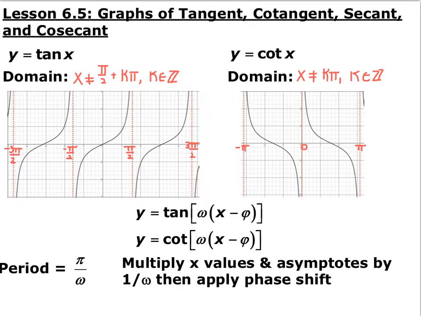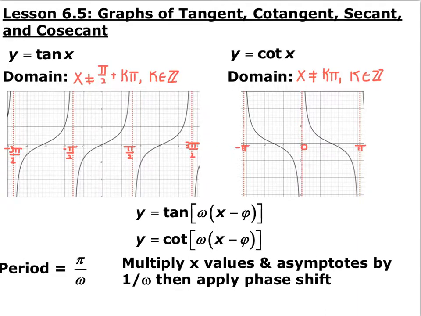6.5 is the graphs of the other four trig functions, so tangent, cotangent, secant, and cosecant. So here we have the graphs of tangent and cotangent. If you remember, the domain of tangent is that x cannot equal pi over 2 plus k pi, where k is an integer. So basically any odd multiple of pi over 2.